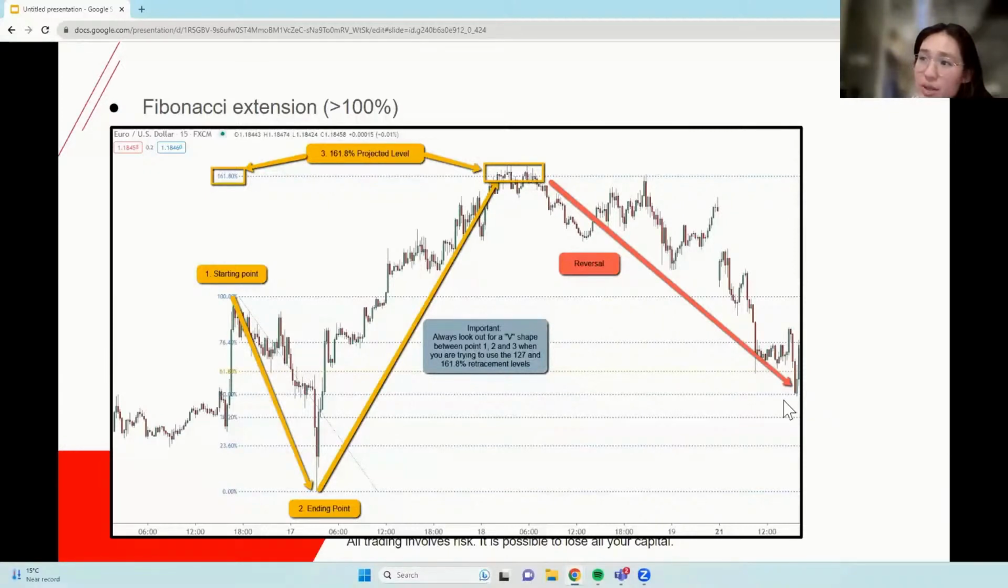And you can see that's exactly what it did. Not included here is the 127% level, which would be somewhere over here. Once price has broken out of the level, then you can expect price to reverse off of the 161.8. Before it reverses off the 161.8, you may expect it to either break out of the 127, like it did here, or also reverse off the 127 level.